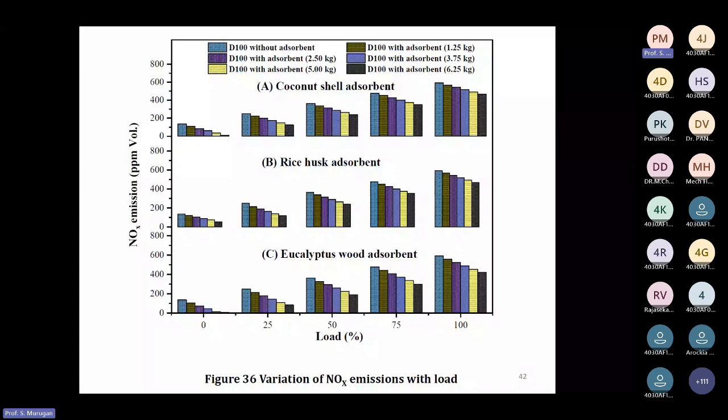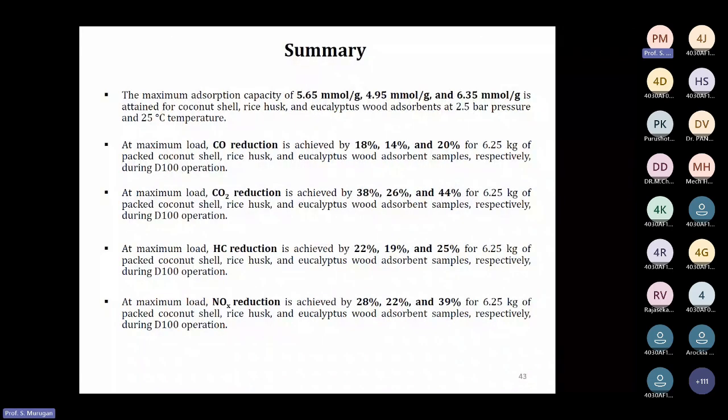The maximum absorption capacity of 5.65 millimole per gram, 4.95 millimole per gram, and 6.35 millimole per gram is attained for coconut shell, rice husk, and eucalyptus activated carbon at 2.5 bar pressure and 25 degrees Celsius. That means ambient temperature itself we can operate, but slightly with a high pressure, if you work, you will get maximum absorption capacity.